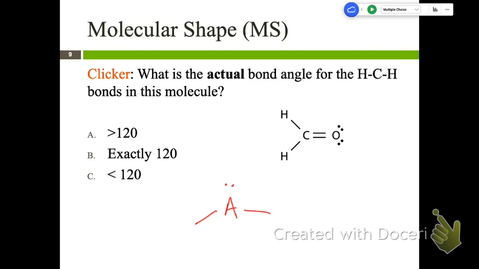What is this theoretical bond angle? It's 120 because we have 3 different domains. This is about 120. But is this bond angle right here going to be the same as this bond angle or less? They're both less, aren't they? They're both less than 120. Which one is smaller of the two that are less than 120? Yeah, the bottom one.